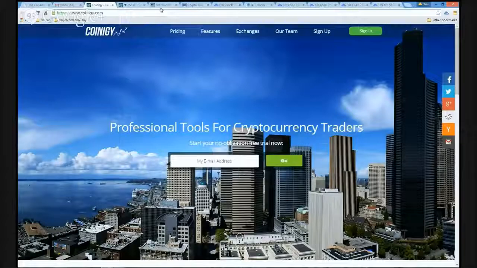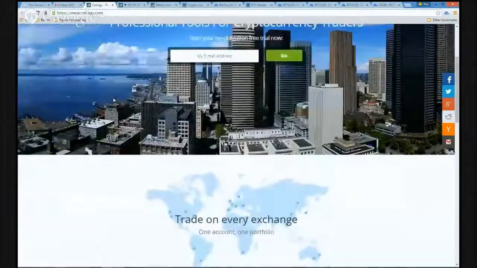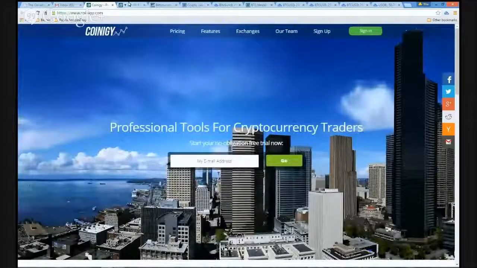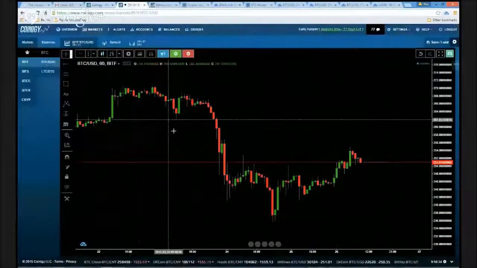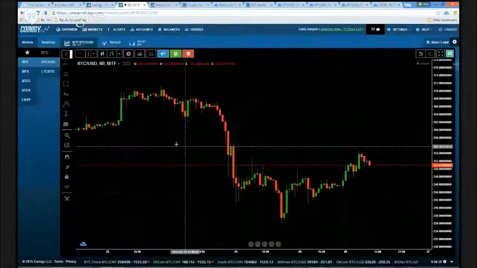Today we're going to look at on-balance volume and try to incorporate volume analysis into our approach to analyzing cryptocurrencies. As you can see, I'm on the Coinigy site here. What a beautiful site it is. I'm going to go ahead and log in. I've already logged in, so I'm all ready to go here for you guys.